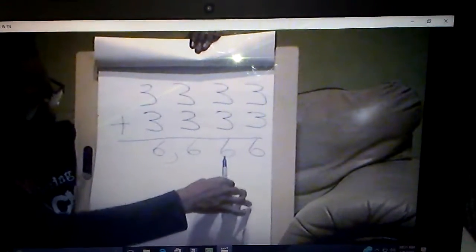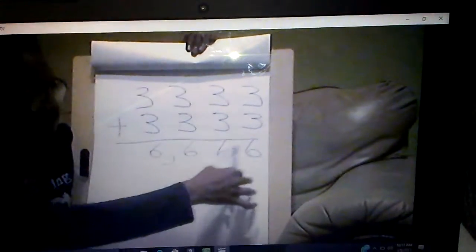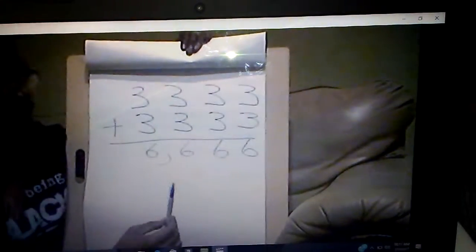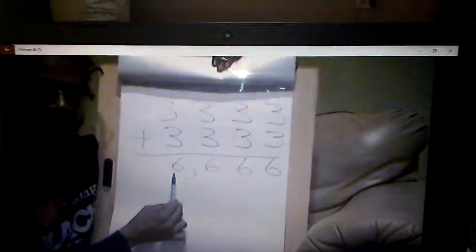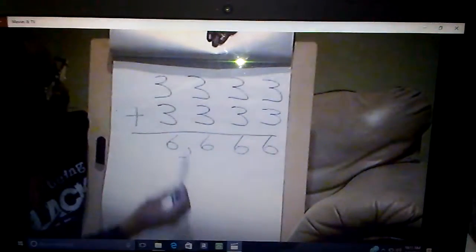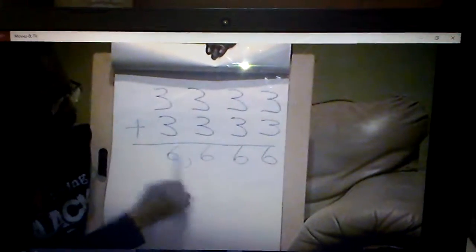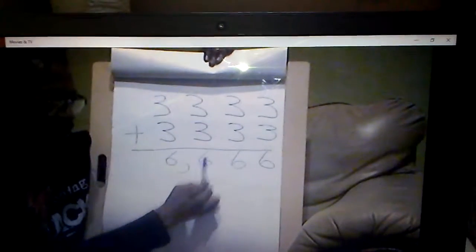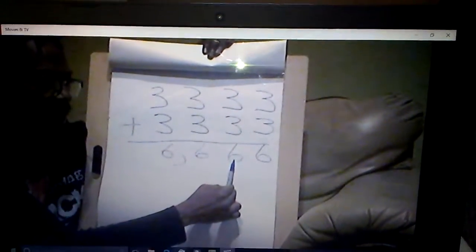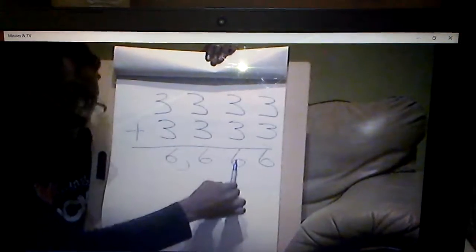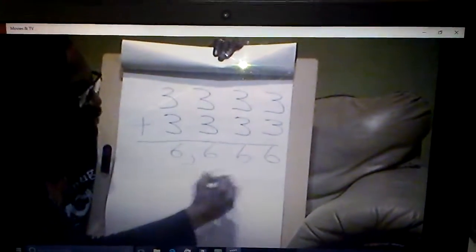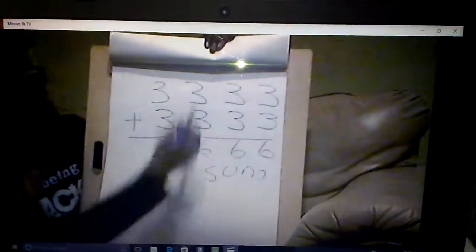6,666. Ones place, tens place, hundreds place, thousands place. Okay? Think about the number. 6,000 in the thousands place. 6 times 1,000 is 6,000. 600, 6 times 100 is 600. The 6 that's in the tens place, 6 times 10 is 60. 6 in the ones place, 6 times 1 is 6. And there you have your sum once again, even though you're adding a bigger number.